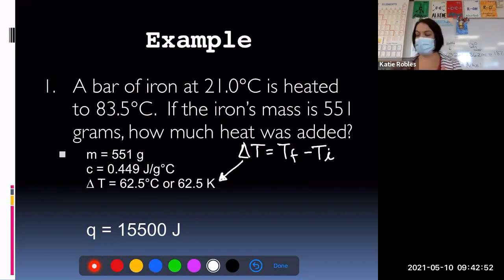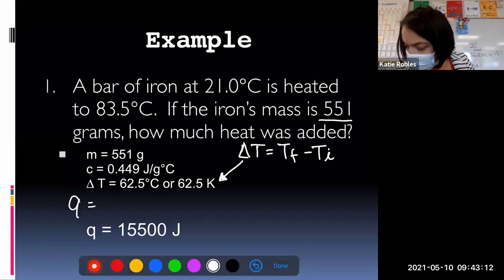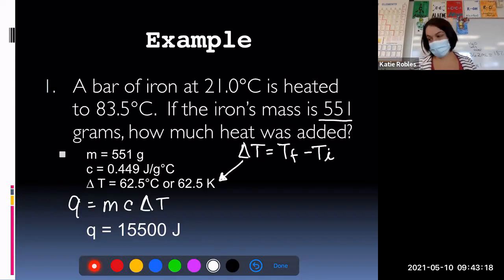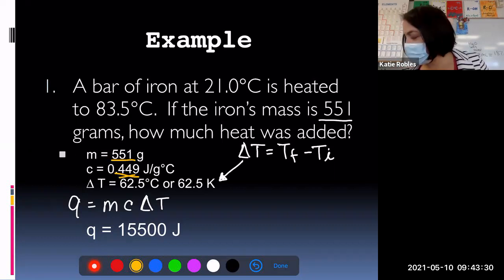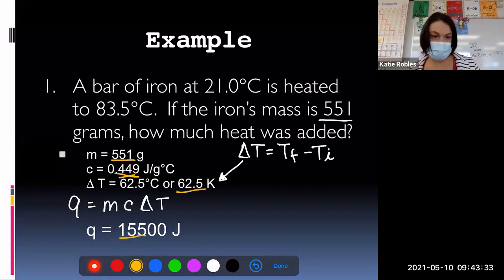And I told you that could either be Celsius or Kelvin. The mass is 551 grams, which is what I've got there. And then the C value, in this case, I had to look it up. It was a bar of iron. So I go to the table, I find iron, and I look it up. And then it's just a simple Q equals MC delta T problem. And when I multiply those three numbers together, I get 15,500. Sig figs do count, right? So this has 3 sig figs. The sig figs in this do not count because that's a given number. And this has 3 sig figs, which is why my answer has 3 sig figs.